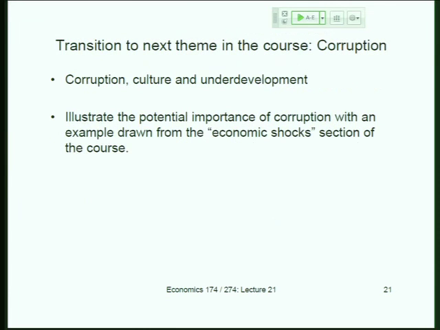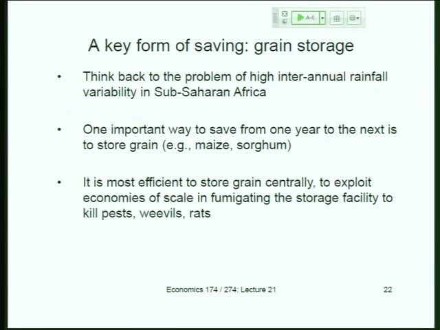What I want to do to illustrate why we care about this is just build on an example from the economic shocks lectures in the course that we just completed, and go back to this issue of rainfall variability. We've been talking a lot about rainfall variability, how it affects farmers, how it leads to violence, how very low rainfall years or years of crop shortages matter, and how one way to deal with those shocks is to save grain from year to year.